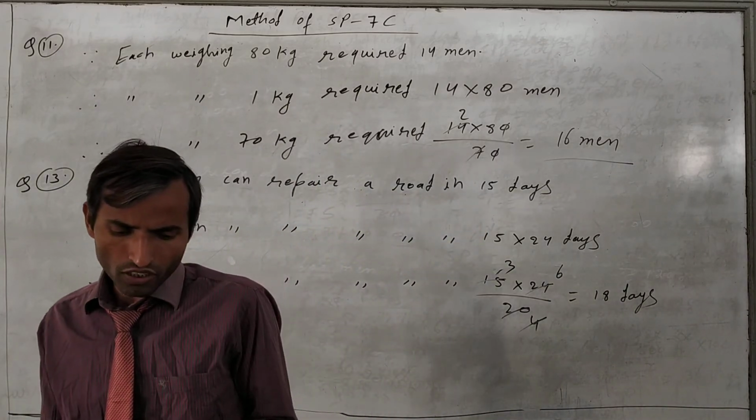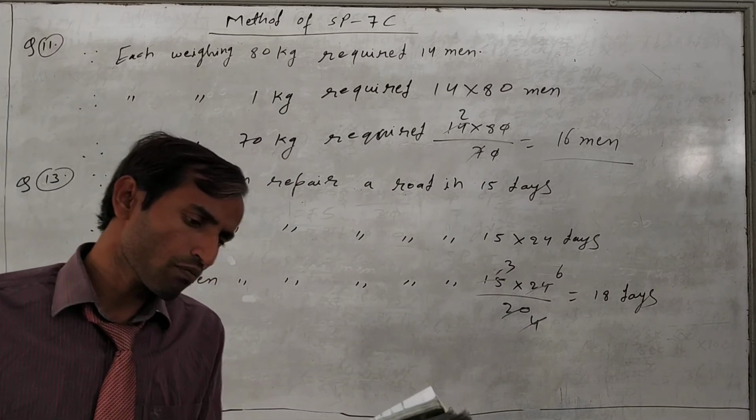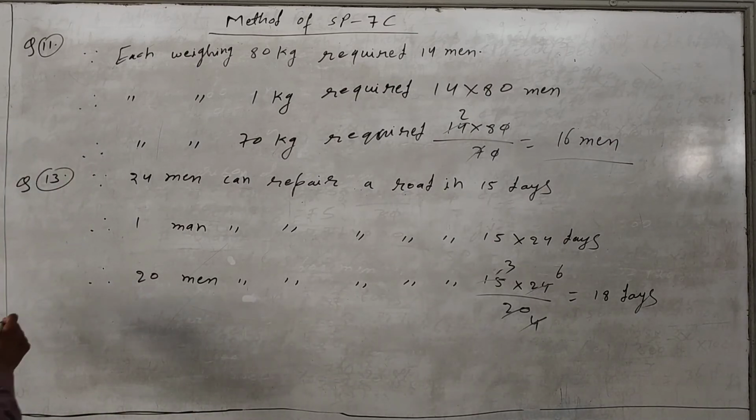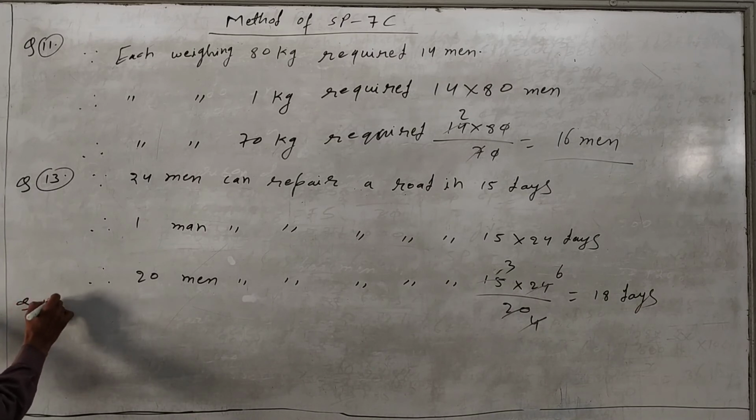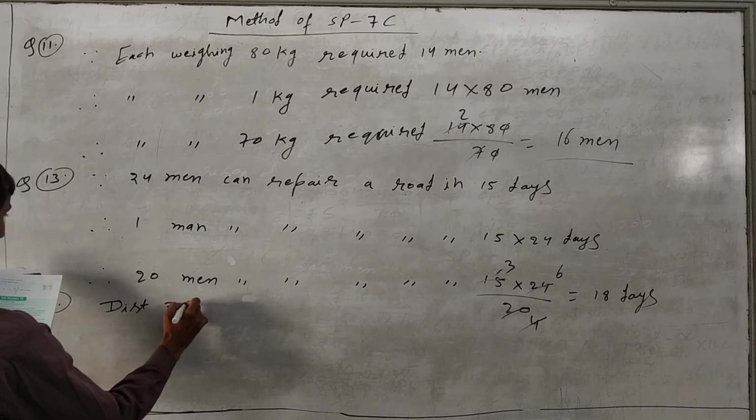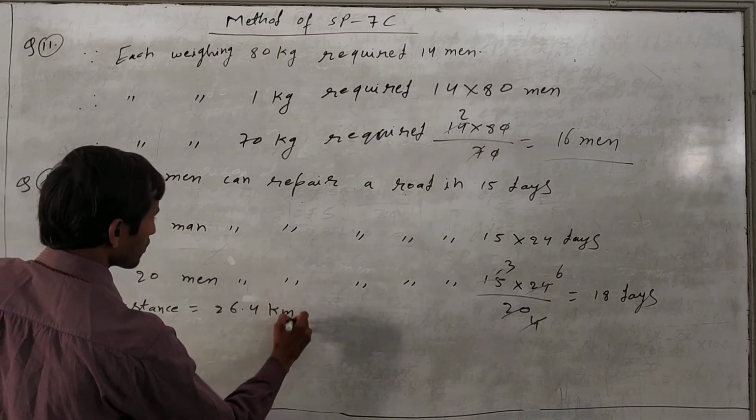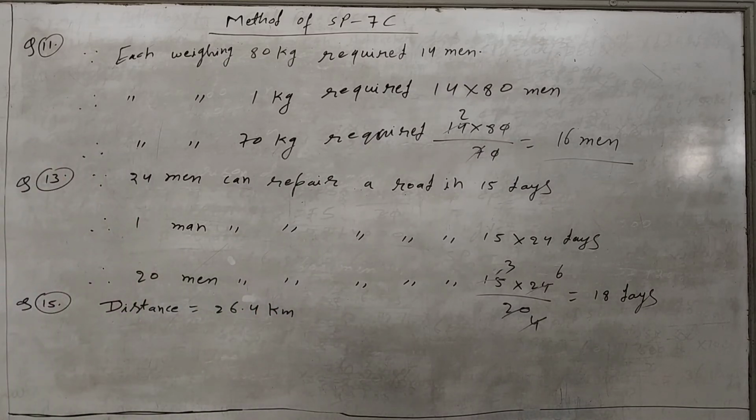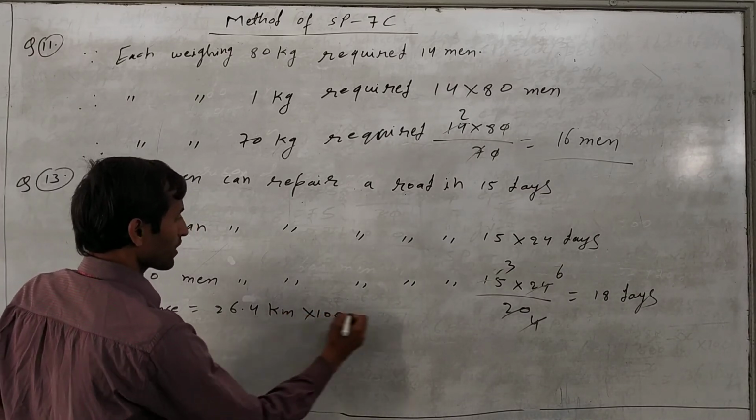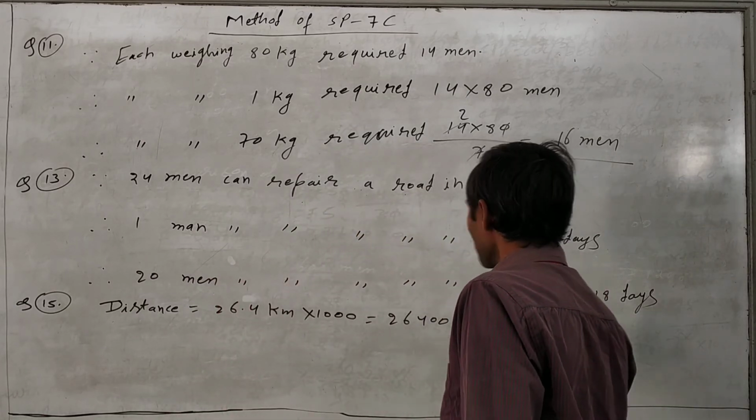Okay, the 15th question: a man walks 110 meters in a minute. How long will it take to complete about 26.4 kilometers? The question is given in kilometers and the speed in meters, so first of all we will convert into meters. Distance is equal to 26.4 kilometers. First of all we will convert into meters. In this case 1 kilometer is equal to 1000 meters, so we will multiply by 1000 first of all. Then it will come 26400 meters.